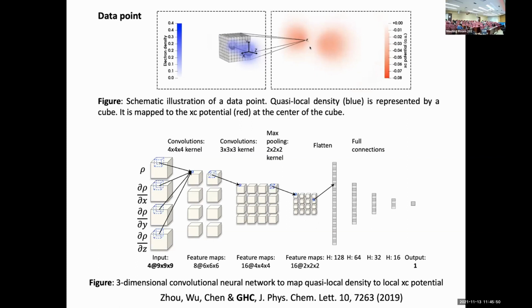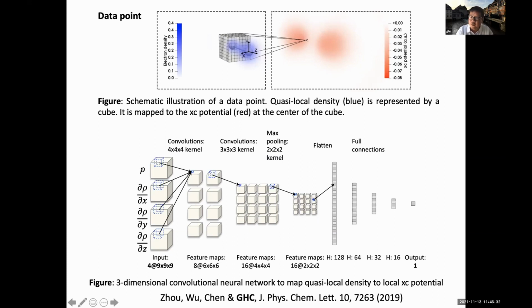So if we're interested in calculating the potential this way, what do we do? For the exchange correlation potential, all we need is to take a little cube around this point, and then we take the electron density nearby as the descriptor, as the input. Then we can predict the exchange correlation potential at this point through machine learning, and this is the machine learning structure we use. We use this 3-dimensional convolutional neural net. The input for this point is a cube. We divide the system into different cubes.